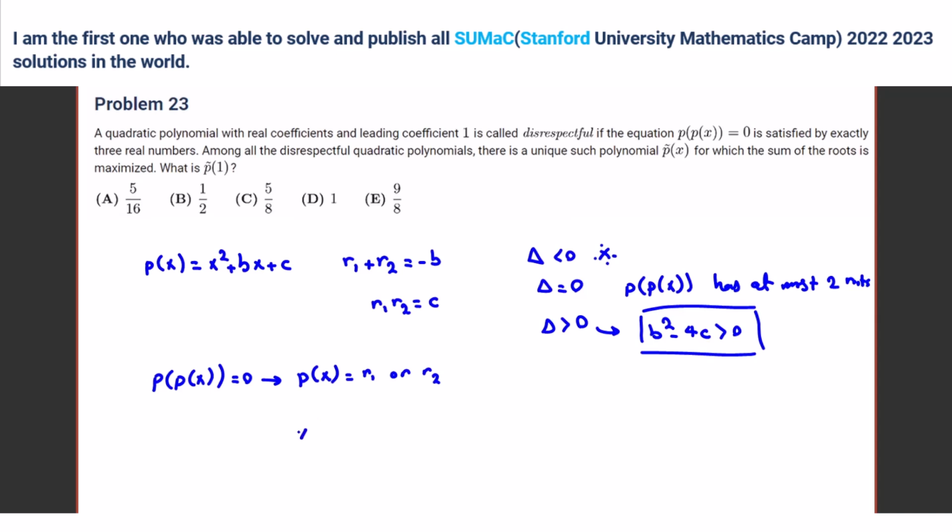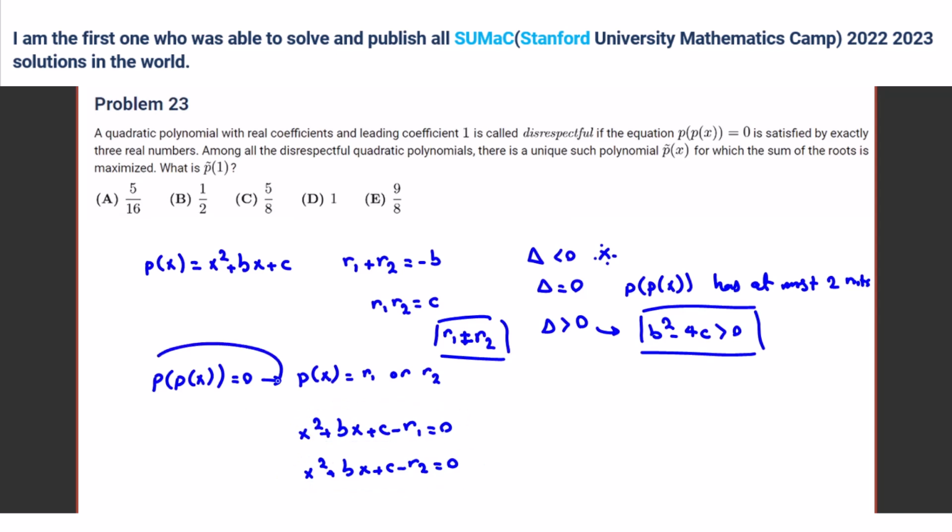Now, P of X at R1 is x squared plus bx plus c minus r1 equals 0, and x squared plus bx plus c minus r2 equals 0, right? And we know r1 and r2 are not equal. Now, because we have 3 roots here, what can we say? One of them has 1 root, the other has 2. Exactly. Without loss of generality, we can say here we have 1 root and here we have 2 roots.